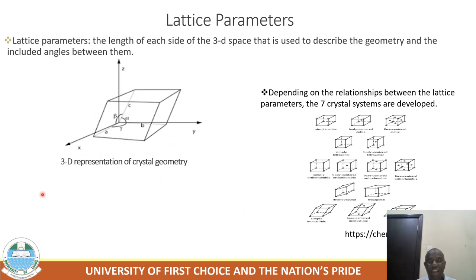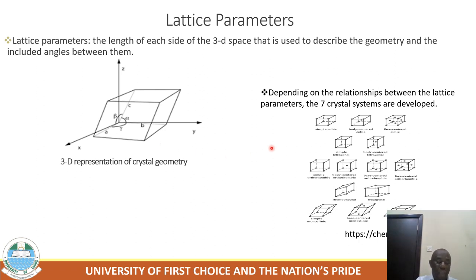I'm making it a more specific illustration now. When you look at this, you can see this is x, this is y, this is z. So for x, we represent it by cell edge a. For y, we represent it by cell edge b. And for z, we represent it by cell edge c. Depending on the combination of a, b, c, alpha, beta, gamma, we can have seven crystal systems.